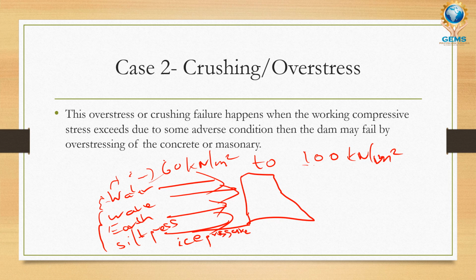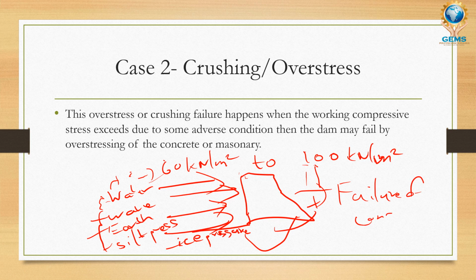Additionally, these pressures are also acting. You know this. The wave pressure is acting, earthquake forces are acting, silt pressure is acting, ice pressure is acting. These pressures plus this 100 kilonewton per meter squared caused by water pressure are exerted on the gravity dam. Finally, it causes overstressing of the gravity dam, and finally failure of the concrete and masonry of the gravity dam. Thus, it causes crushing. This is what this point explains.